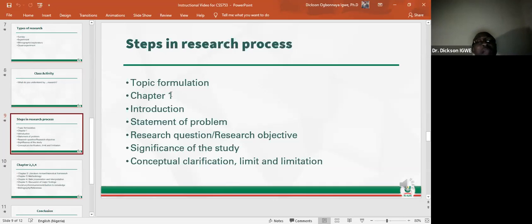So in chapter 1, we deal with the introduction, the statement of problem, the research question, research objectives, the significance of the study, the conceptual clarification, limit and limitation of the study.